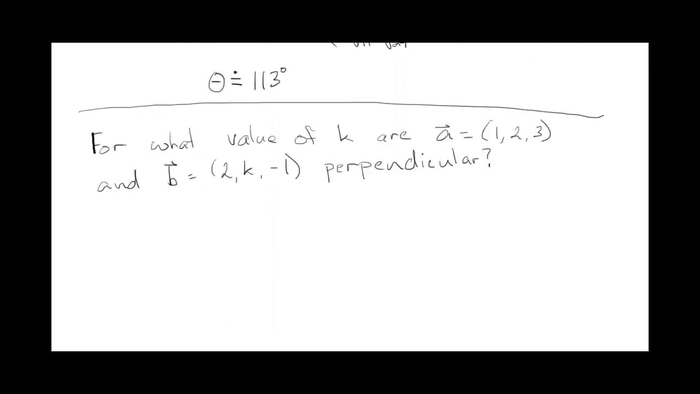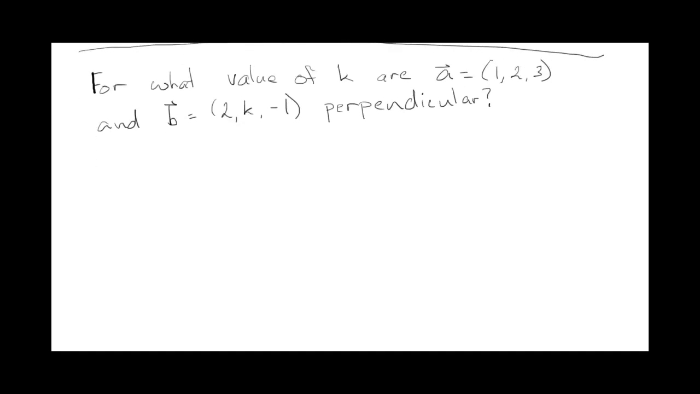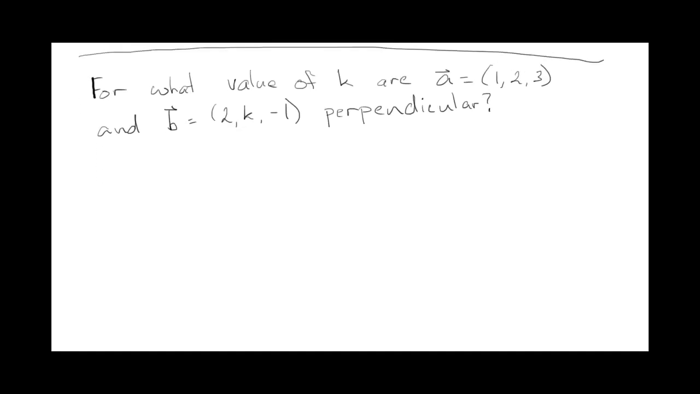Okay, so here's another question that you could be asked. For what value of k are the vectors a and b perpendicular? So notice a is the vector 1, 2, 3, and b is the vector 2, k, -1. I don't know the y component. So we need to figure out what the y component is on this vector b that will make these two vectors perpendicular. So remember, and this is an important property of vectors, that a dot b is equal to 0 if the two vectors are perpendicular.